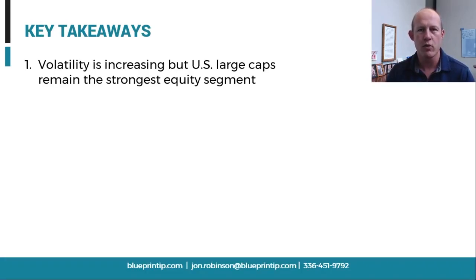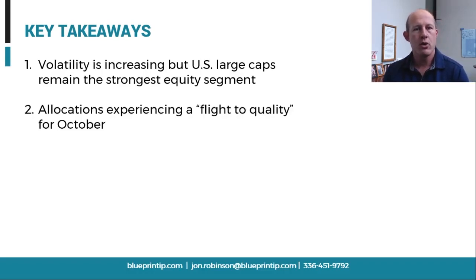We're entering the fourth quarter. The fourth quarter historically can be a very interesting time for markets statistically. We're seeing volatility increasing, and that's causing prices globally to fall, some more than others and at different rates of change. But on the whole, US large caps remain the strongest equity segment. Allocations going into October are really experiencing a flight to quality. In our single stock models, which is what drives our fund exposure and therefore a lot of our managed account exposure, we're seeing a movement towards more mega cap tech, consumer discretionary, and then some value segments like financials.